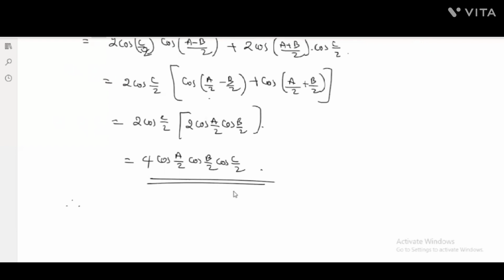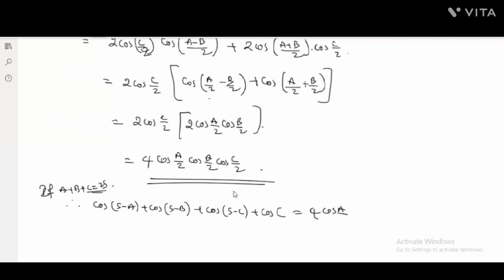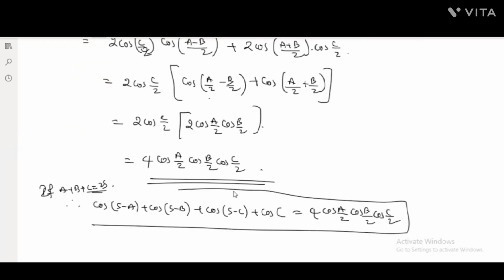So if a plus b plus c is equal to 2s, we get cos of (s minus a) plus cos of (s minus b) plus cos of (s minus c) plus cos s equal to 4 cos a by 2 cos b by 2 cos c by 2. This is the result. So this is one different thing, where we can apply different formulas in different ways.